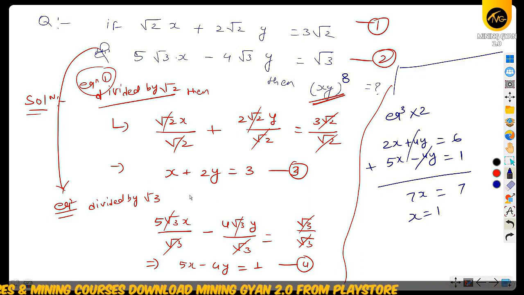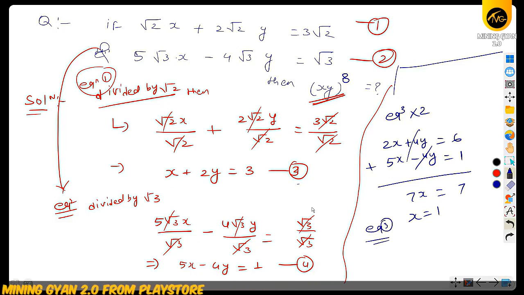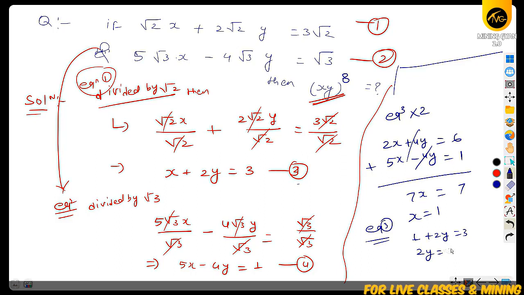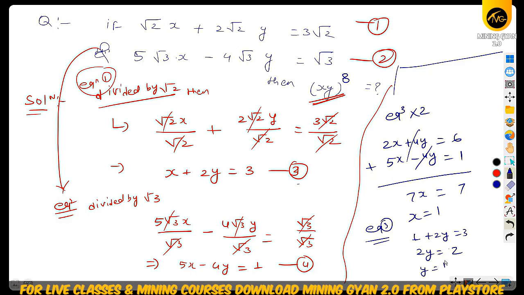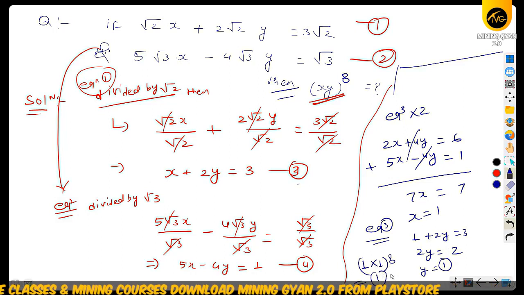Now from equation number 3, just put the value of x in equation number 3. That means 1 plus 2y is equal to 3. It means 2y is equal to 3 minus 1, 2. And y is equal to again 1. That means we can easily find out the value of x into y. So x is 1 and y is 1, and whole power 8. That means 1 is the answer.